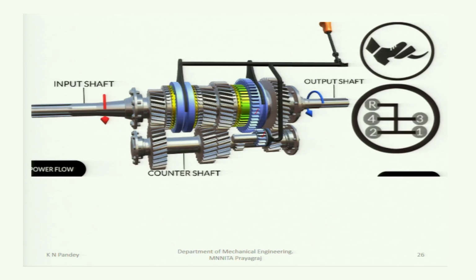Here a gearbox is shown where the helical gears are used. See, and this is the spur gear. Spur gear, these are the helical gears.